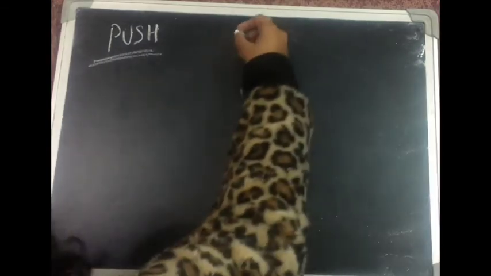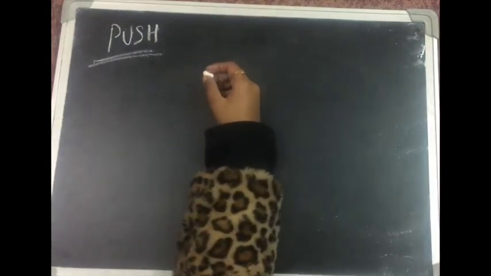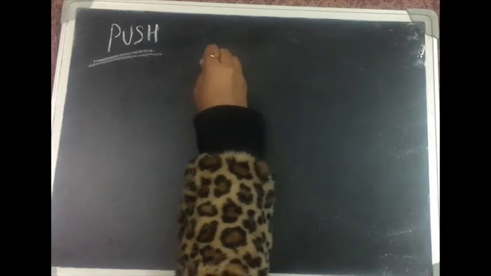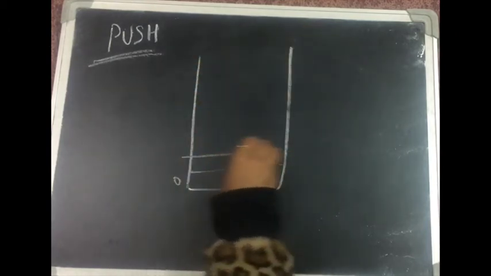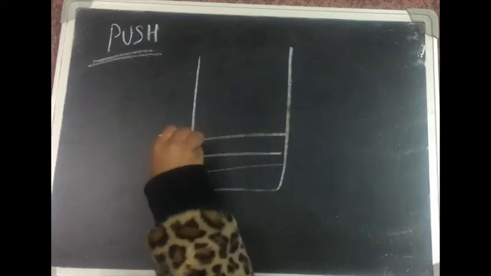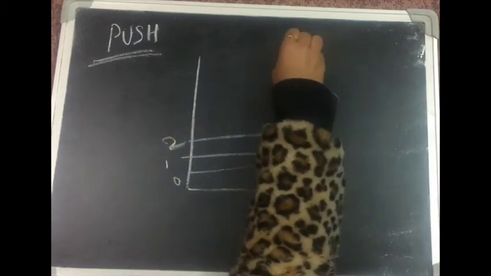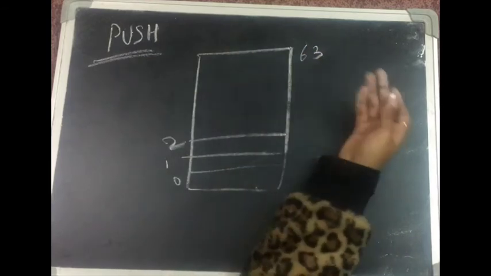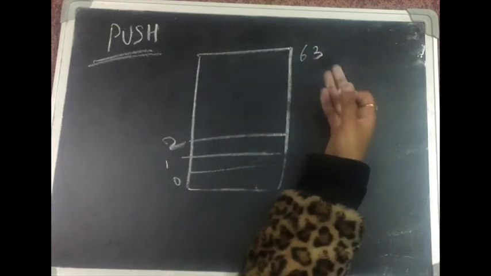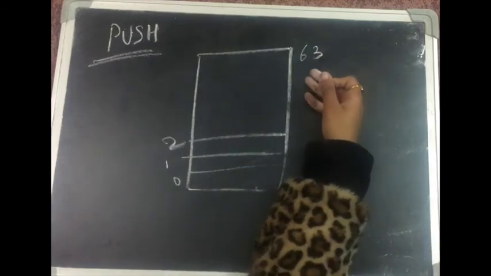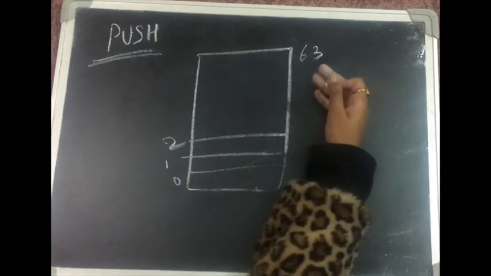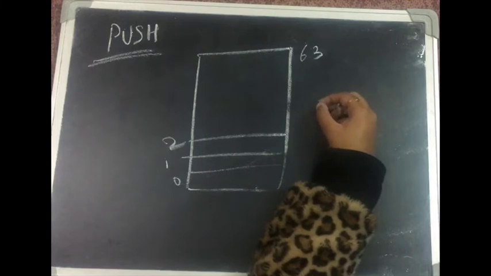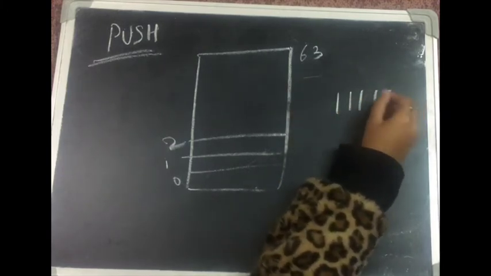So suppose I have 6 bits of memory. The stack starts from 0, 1, 2, and goes up till 63. I have taken 63 as my value, but that totally depends on you. You can take any length of memory here. I have taken 63 as an example.